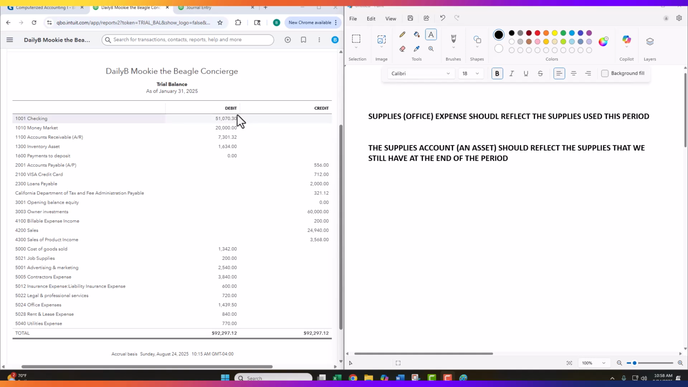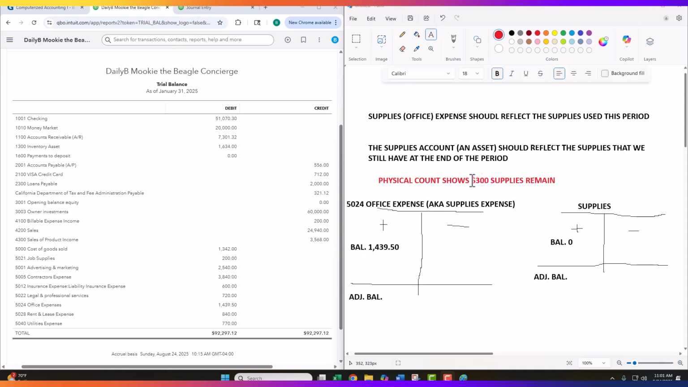So in the text in 9.2, it says that the business did exactly that, and they have $300 worth of unused supplies on hand. So now I'm going to make a T account to see this. So per the book, a physical count shows $300 of supplies remain. If we look at our T accounts, which we get the details from our unadjusted trial balance, we have this 5,024 office expense, aka supplies expense. It has a $1,439.50 balance, and the adjusted balance, since this is an expense account, should reflect the supplies that were used. Well, this $300, that's not what was used, that's what remains. So that's not the adjusted balance.